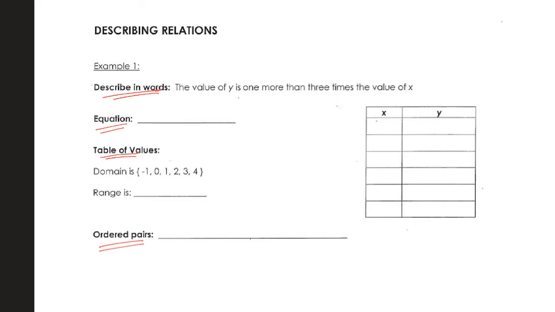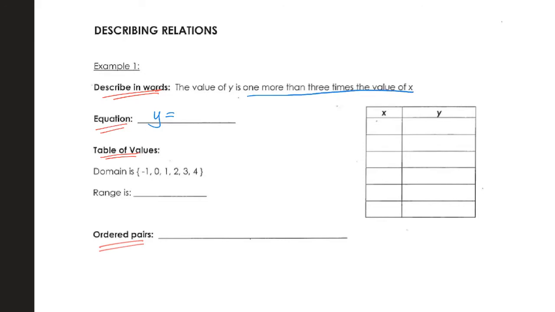So let's take a look at the description in words. Right now we're told that the value of y is 1 more than 3 times the value of x. And given what we talked about last unit, I think some of us could build the equation for that, because that would be us translating our English into algebra. So if I was to translate that, it says y is, so equals, and now it says 1 more than 3 times the value of x.